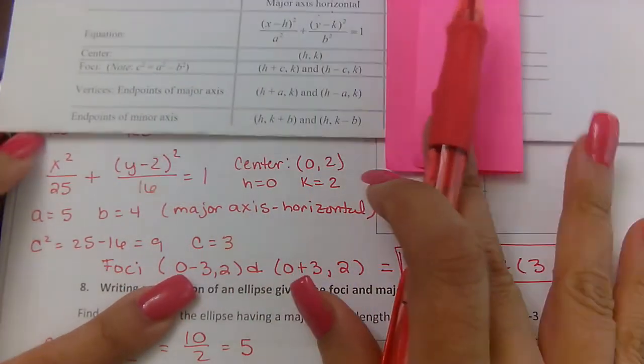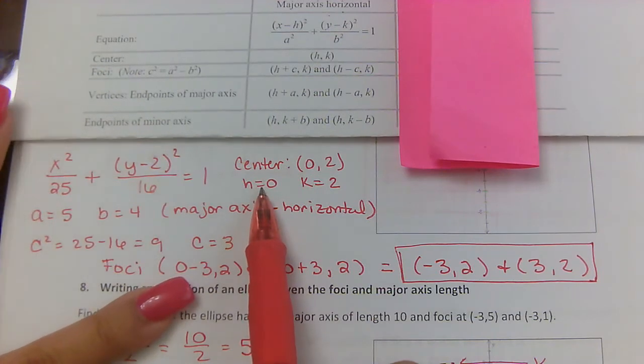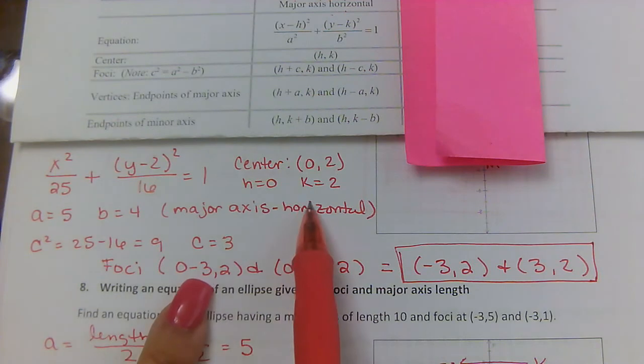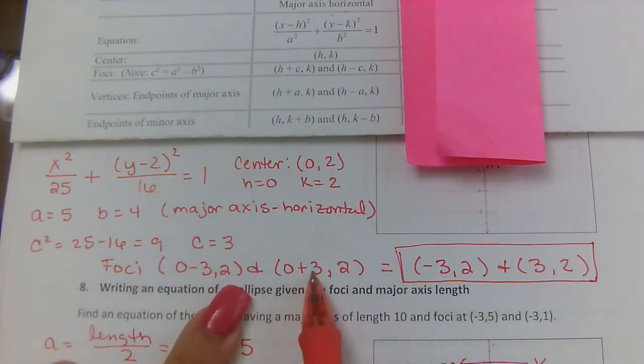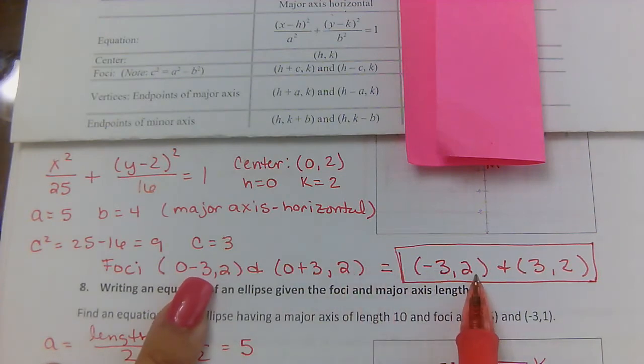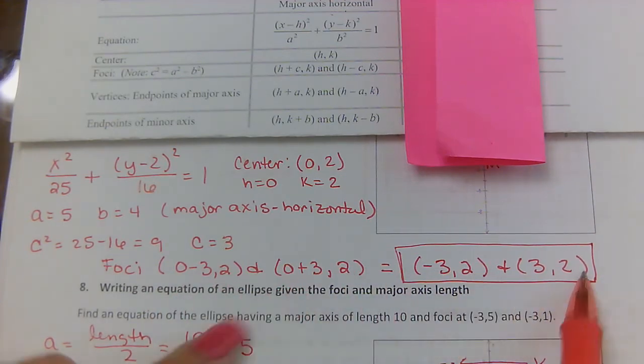H is going to be 0, c is going to be 3, so I would have 0 minus 3, k is 2, and 0 plus 3, k is 2. Simplify. Negative 3, 2, and 3, 2.